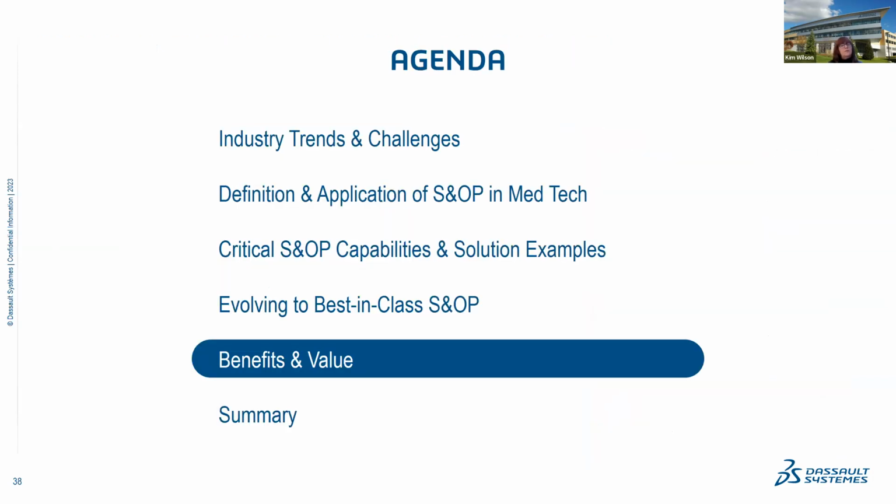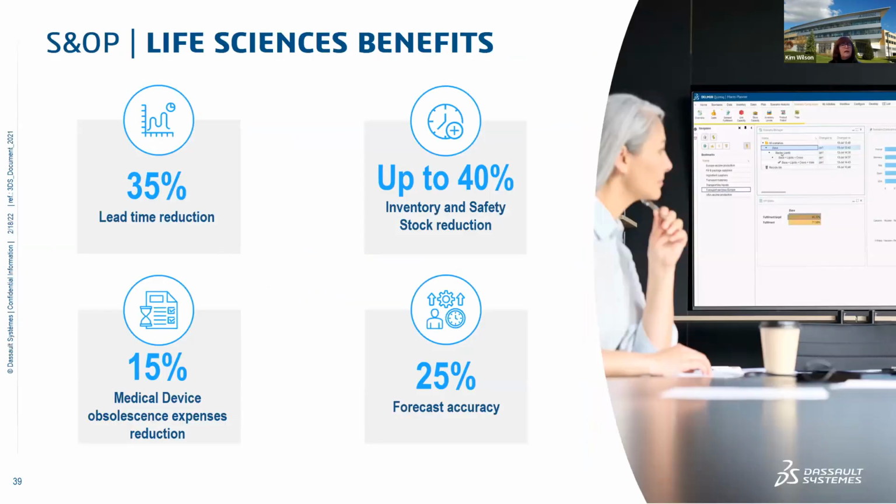So now let's jump into the benefits and the value. For life science specifically, we're seeing these type of metrics. We're seeing a 35% lead time reduction, up to 40% inventory and safety stock reduction, 15% medical device obsolescence expense reduction, and a 25% forecast accuracy number. So these are pretty significant.